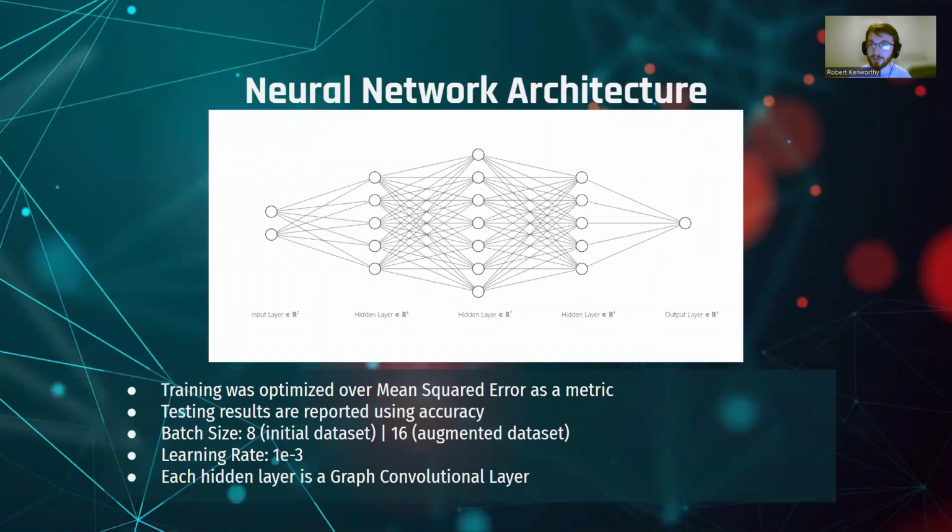It has 3 hidden layers. Each of those layers is a graph convolutional layer. We did training over mean squared error, but testing was over accuracy, and we reported those results as accuracy. Learning rate remained consistent between runs to ensure that there was low variability between them.